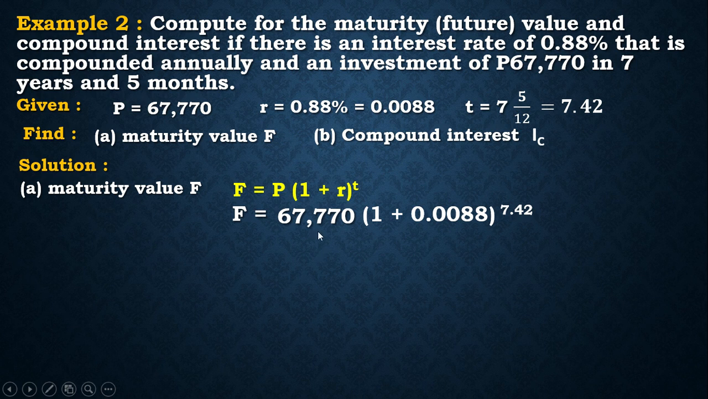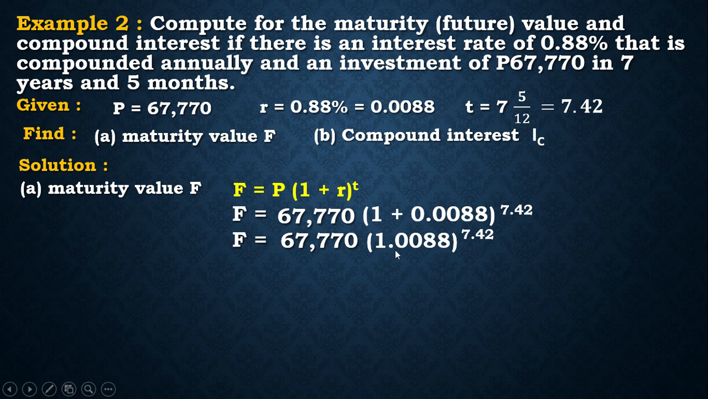Next step, wag po munang gagalawin tong 67,770. I-add nyo po muna ang 1 plus 0.0088. So, i-copy lang po ang 67,770. And then, we have to add this part. 1.0088. And then, the exponent, which is the term, that is equal to 7.42.